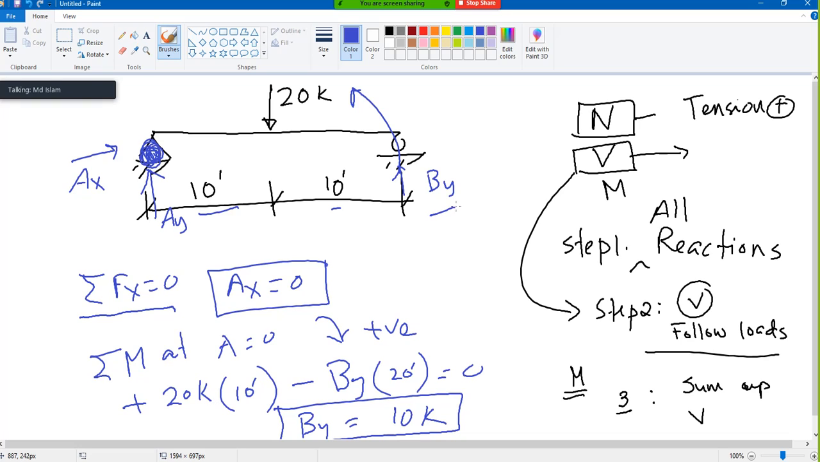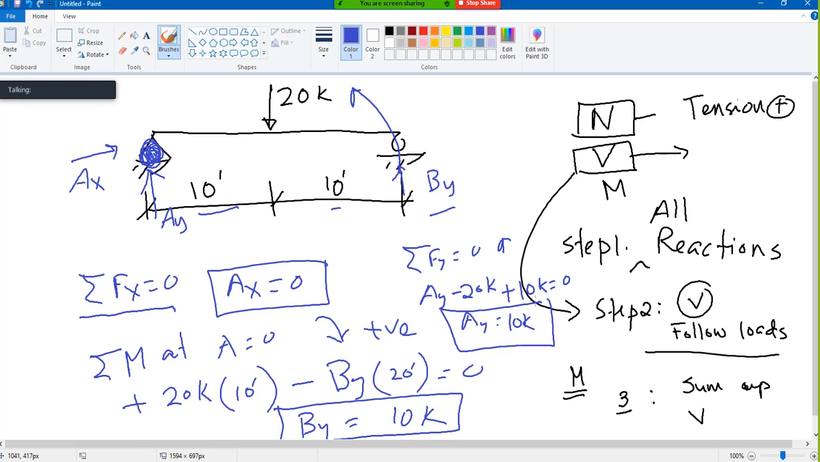So we found By. What is Ay? Now I apply summation of Fy equals 0, with upward positive. So Ay upward minus 20 downward, plus By also upward, kip, equals 0. Then Ay is also 10 kip, and positive means upward. Okay, that is step number 1. Determine all the reactions. That is your step number 1 to draw the normal force diagram, shear force diagram, and bending moment diagram. We just completed step number 1. Then we'll go to step number 2.